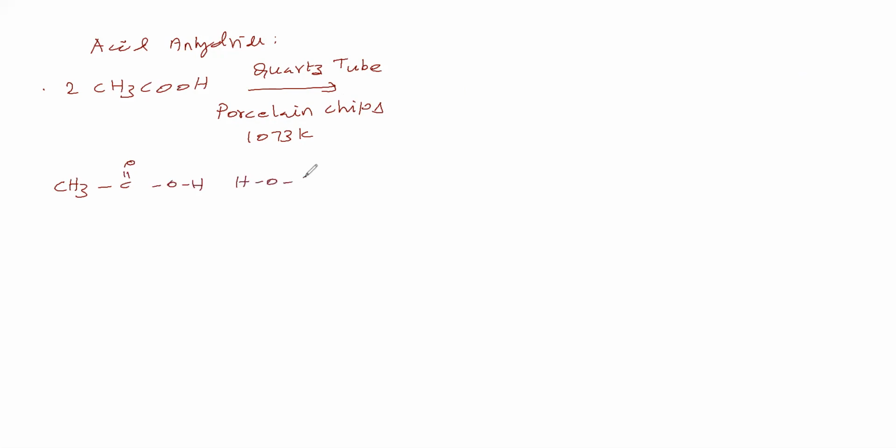Acetic acid is written 2 times. Now we remove water. Water is removed, and what remains is acetic anhydride. So we are getting the acid anhydride.